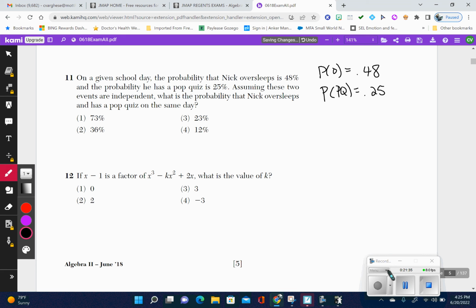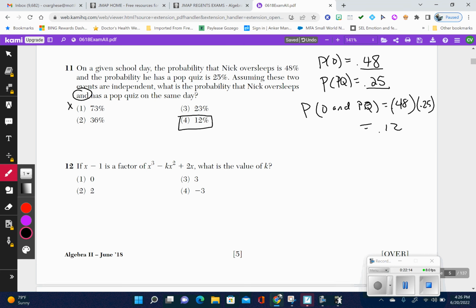Assuming that these two events are independent, what is the probability that he oversleeps and has a pop quiz on the same day? The word "and" is going to imply multiplication. So we're just going to take the probability of oversleeping and the probability of a pop quiz, and we're going to multiply these two. So it's going to be 0.48. Again, and means to multiply, or means to add. Multiply by 0.25, and when you do that, you're going to get 0.12, which is 12%.